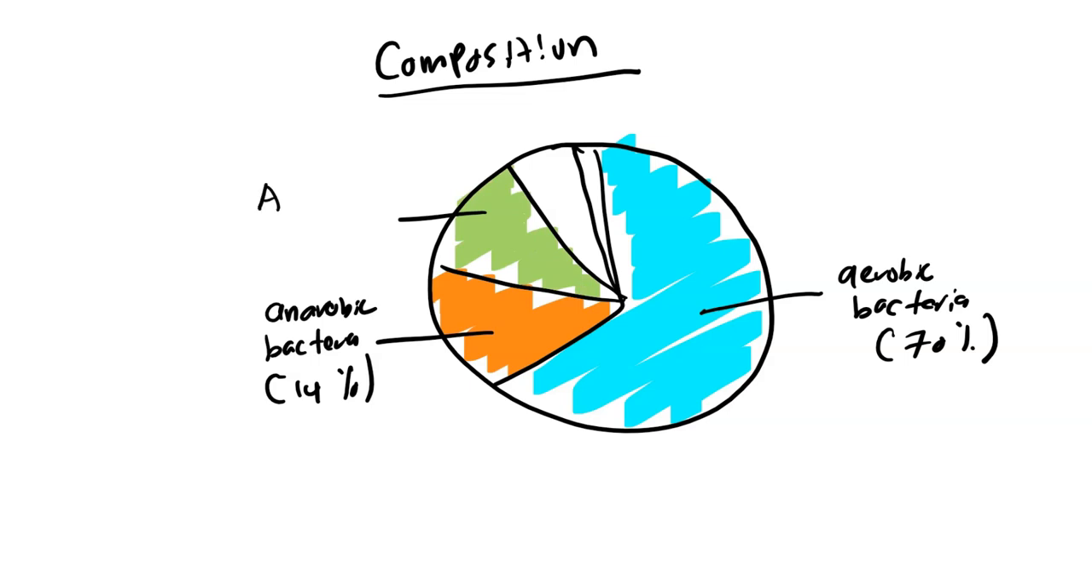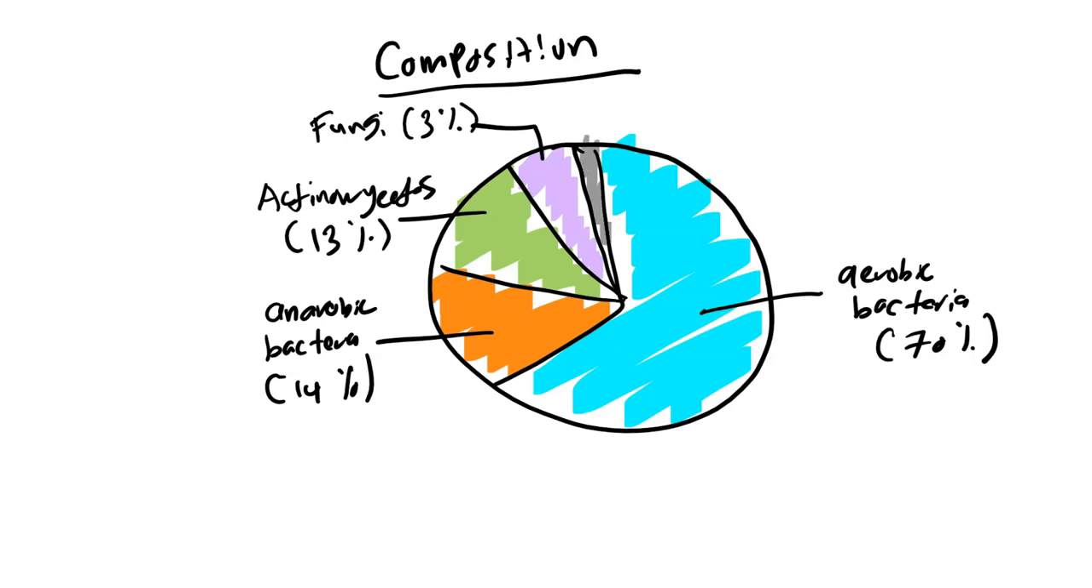Actinomycetes is 13%, followed by fungi, 3%. Other microbes found in the soil are algae, protozoa, and virus, which consist of a very small portion, which is 0.2%. Algae and protozoa are usually found in wet or moist soil, and water bodies like ponds.